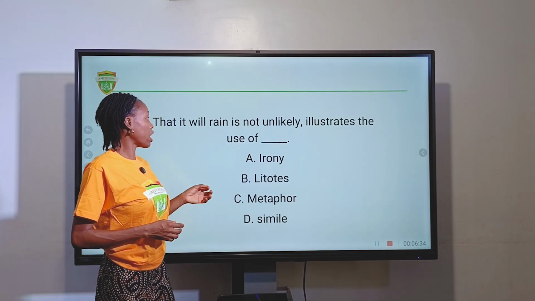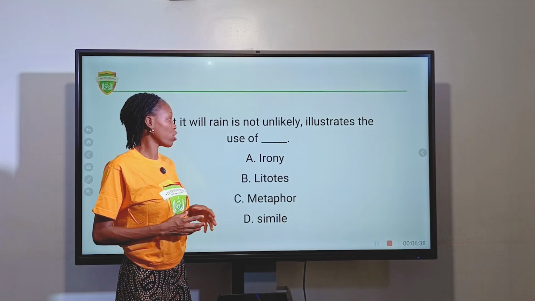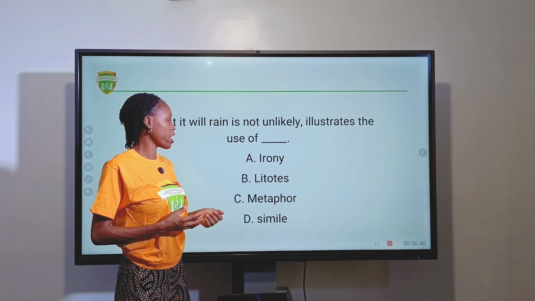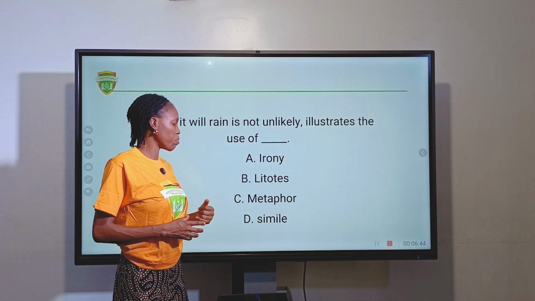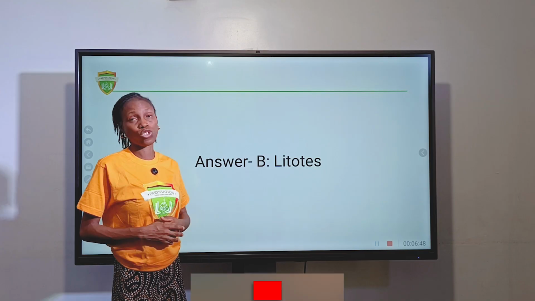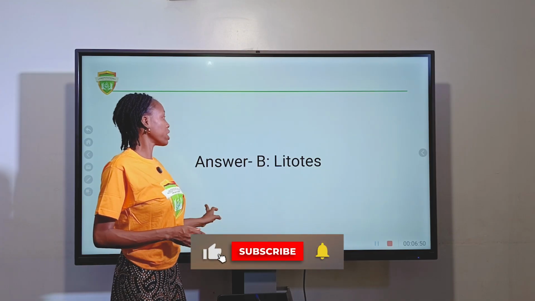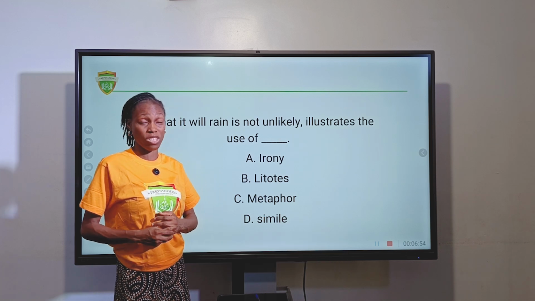Number 9, that it will rain is not unlikely. Illustrates the use of A, irony, B, lithos, C, metaphor, and D, simile. The answer to this question is lithos. That it will rain is not unlikely. Take note of the use of not there.